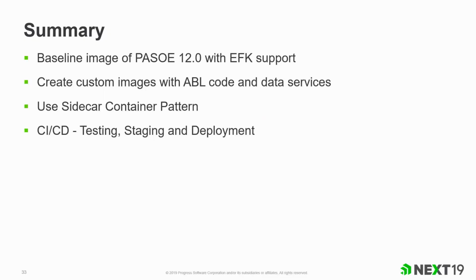And now, well, what do we do with all this information? We saw PASOE, working with Docker, working with Kubernetes, working with deployments. Well, we have all the pieces that we can do a deployment, right? We can do production with PASOE, with Docker. We have that baseline image for PASOE with 12.0, working with EFK support as well. We can create the custom images. We can use the sidecar container pattern if we want, and we can use it as part of our CI/CD pipeline, right? Because, again, the idea being is that you build the image and then you promote that image through your process.